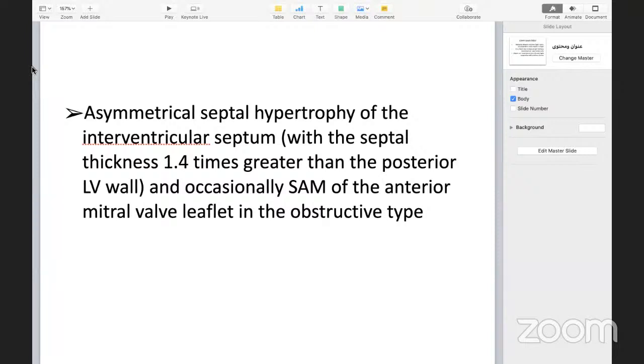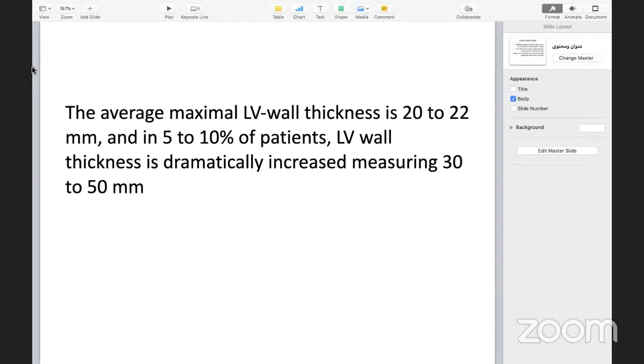You will see asymmetrical septal hypertrophy of the interventricular septum, with the septal thickness 1.4 or 1.5 times greater than the posterior LV wall, and occasionally some of the anterior mitral leaflet in the obstructive type. The average maximal LV wall thickness is 20 to 22 mm, and in 5 to 10% of the patients, LV wall thickness is dramatically increased, measuring 30 to 50 mm.